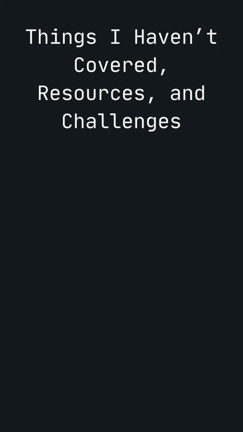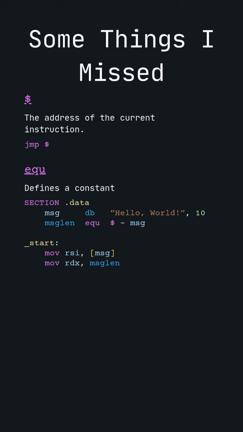Here are some small things I didn't cover in this series, some helpful resources, and then a few challenges for you to try out. The first two are very nice for quality of life. The $ symbol is the address of the current instruction, so in the following example, the program would be stuck in an infinite loop. While that's not very useful, it definitely helps a lot when combined with the equal instruction.